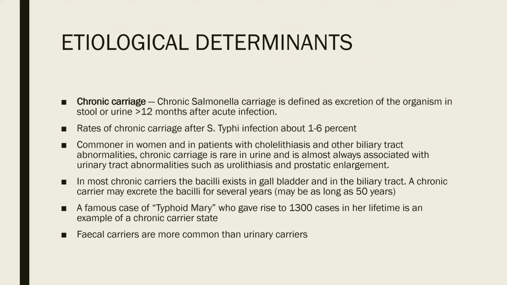So basically, a chronic carrier can excrete for several years, maybe as long as 50 years. The reason why that's important is that the person is still infectious at that stage. He can spread the disease, or she can spread the disease, even if he himself or she herself remains asymptomatic.